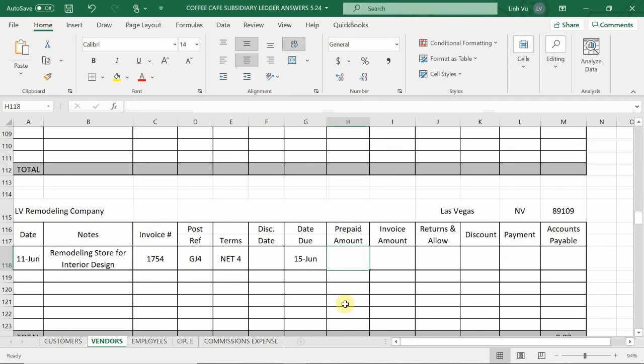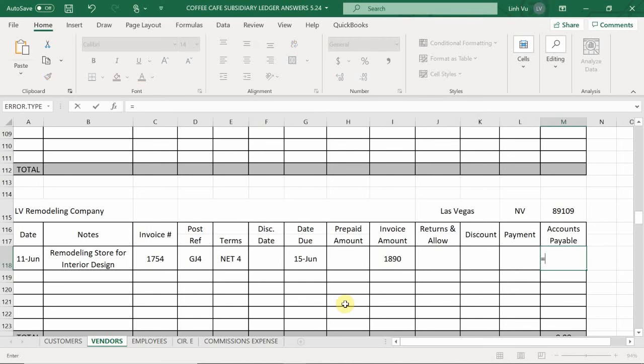No prepaid amount. We didn't have to make a down payment. But the invoice amount was for $18.90, which we didn't make a payment to yet. So, once again, the formula is your invoice minus your prepaid minus returns minus discounts minus payments.